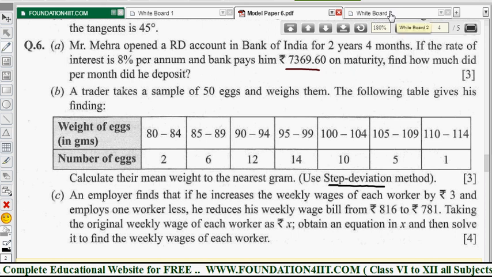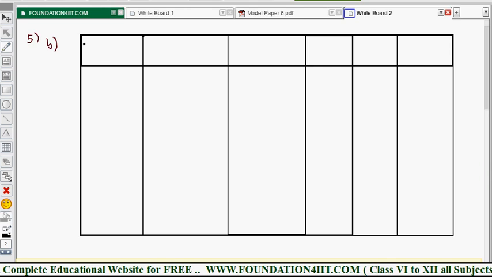In this table we should write the weight in grams first, and we should convert this into exclusive class intervals. The frequency is given as fi, the number of eggs. We need to find the mid value xi, then ui, the deviation, then fi ui.